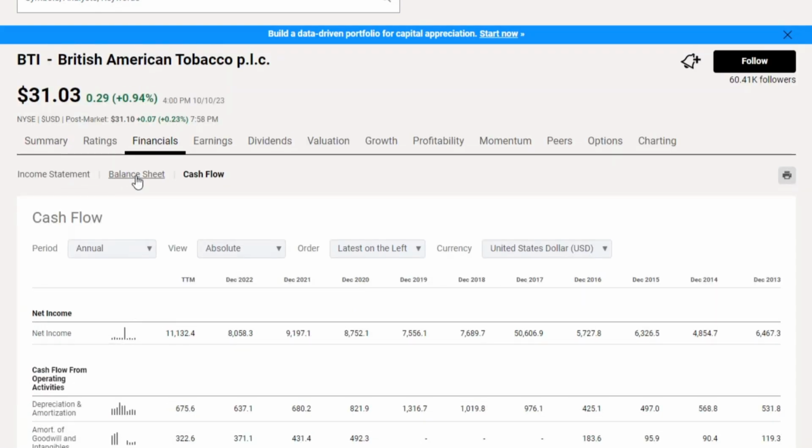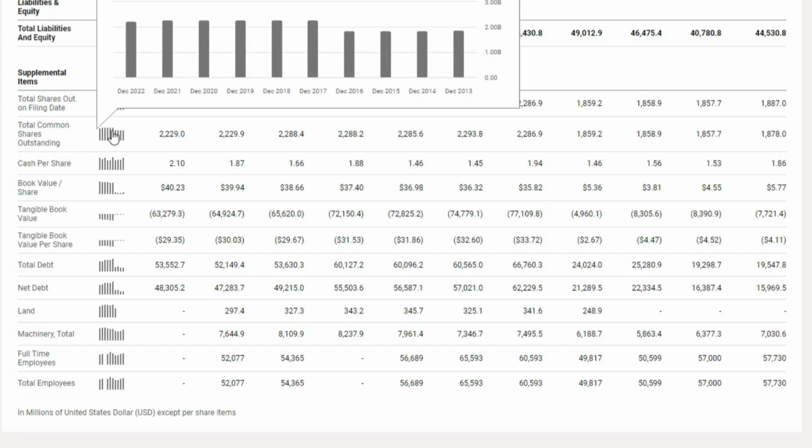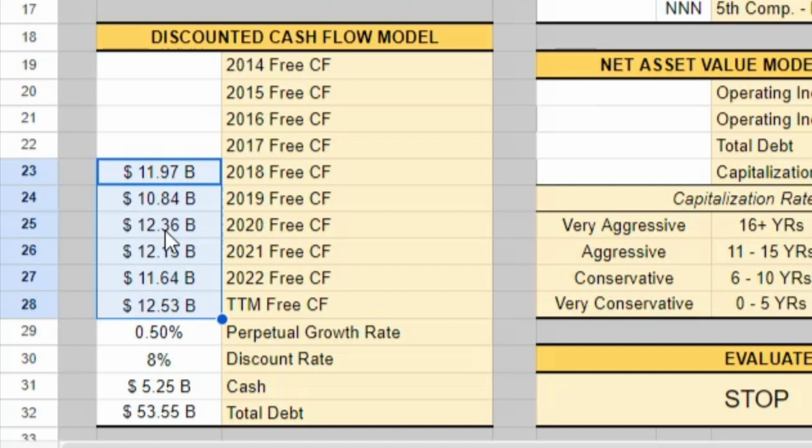And then we also need this figure right here coming down to total common shares outstanding. So we're going to multiply the shares outstanding by the free cash flow per share for each year. Coming back over to the calculator, what I did was I multiplied it out for 2018 to the most current 12 trailing months. If we included 2014 to 2017, that gave us an artificial jump. It doubled the free cash flow, which gave us a growth rate that I didn't like.